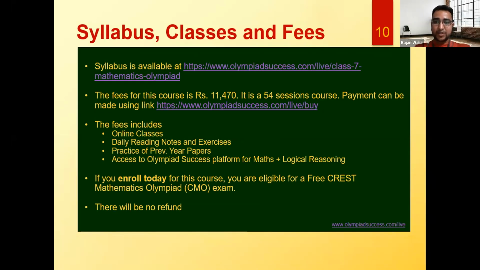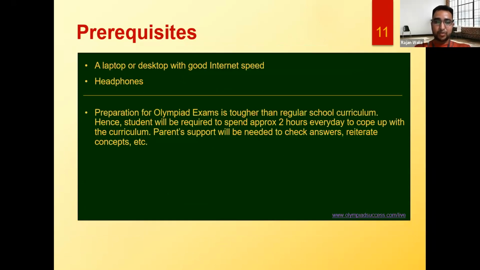Now, the syllabus link I will share in the chat box. The fees for this course, students, is 11,470, and there will be 54 sessions in this. The payment link I will share in the chat box. The fee includes online classes, daily reading notes, exercises, practice of previous year papers, and we will also give you access to the worksheets for maths and logical reasoning. And students, just for today, if you enroll today, you will get a free CREST Mathematics Olympiad exam, that is the CMO exam.